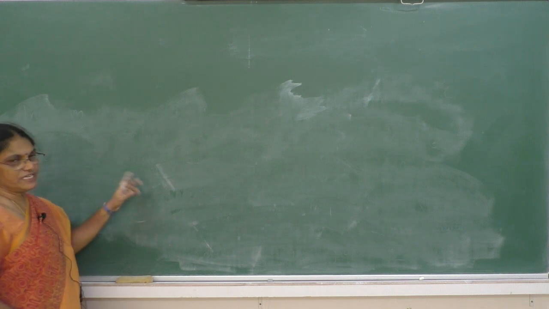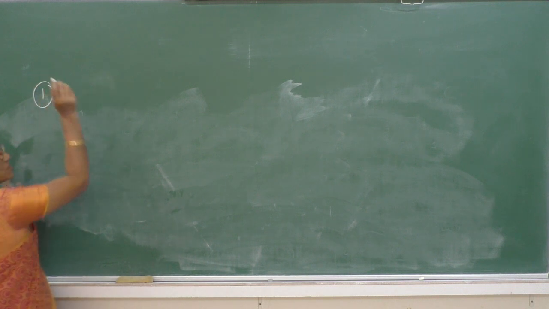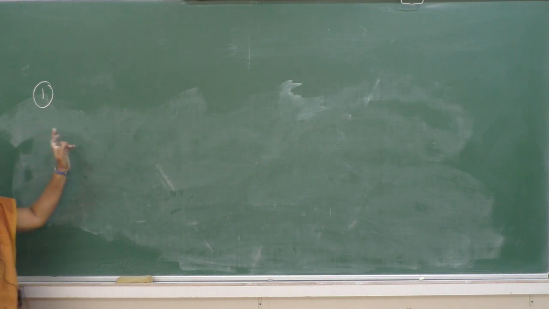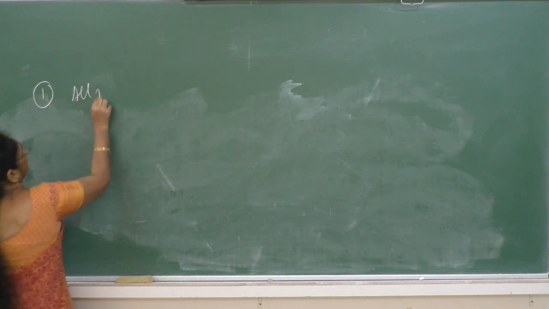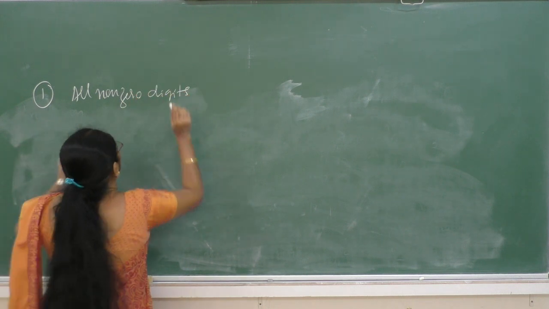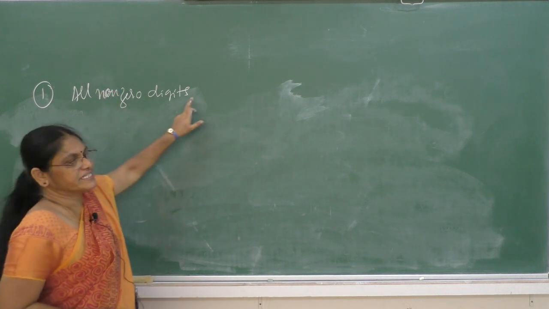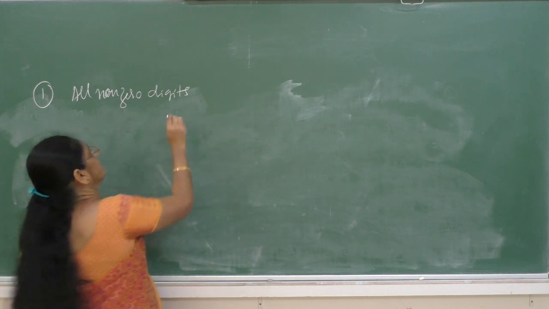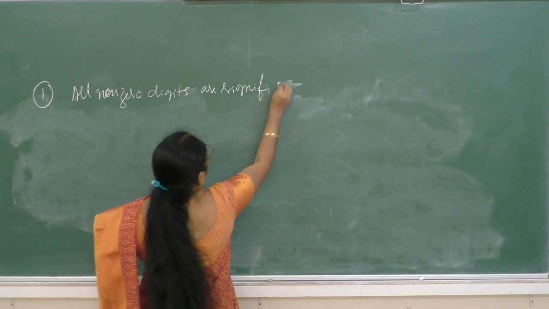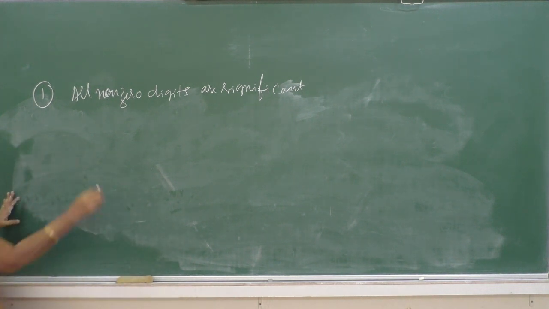So the rules used in the determination of significant figures are as follows. The first rule is all non-zero digits are significant. All non-zero digits are significant.